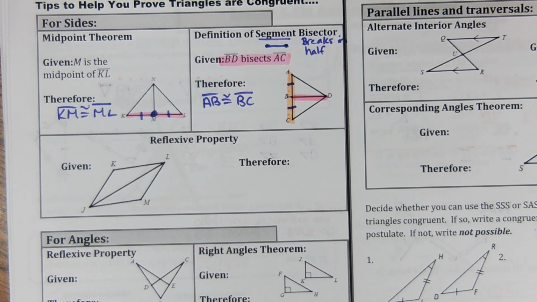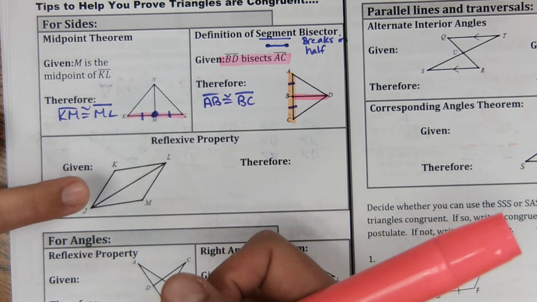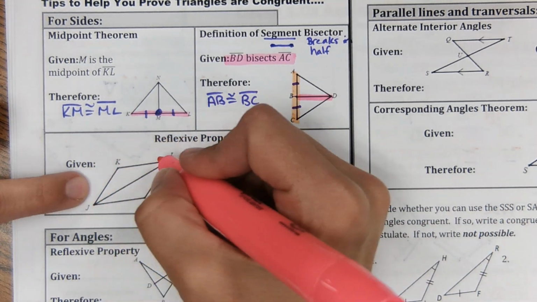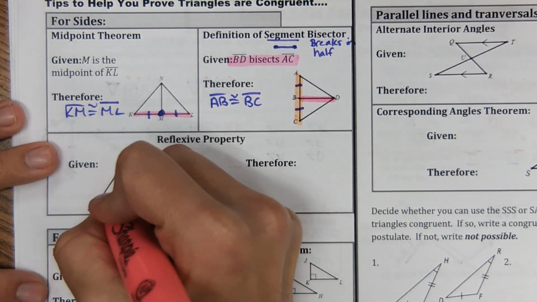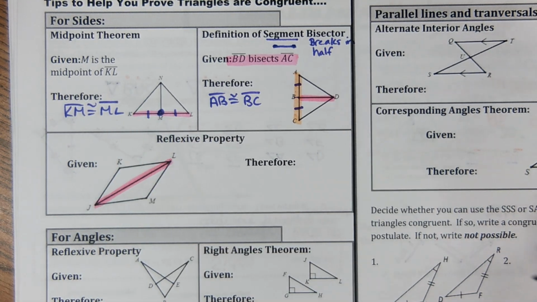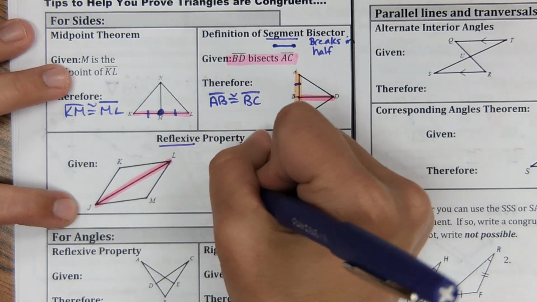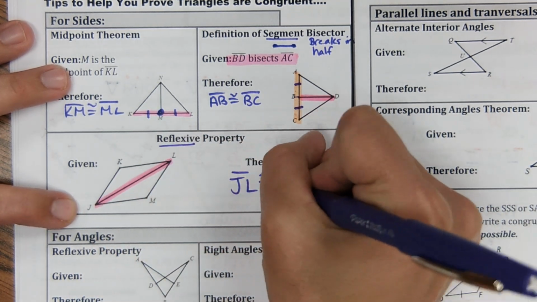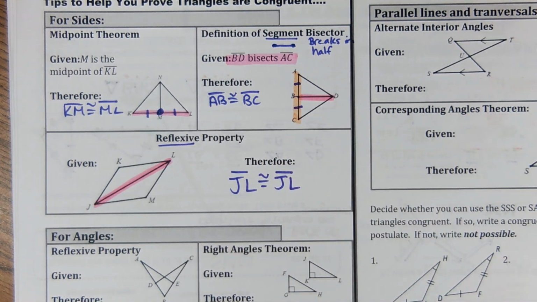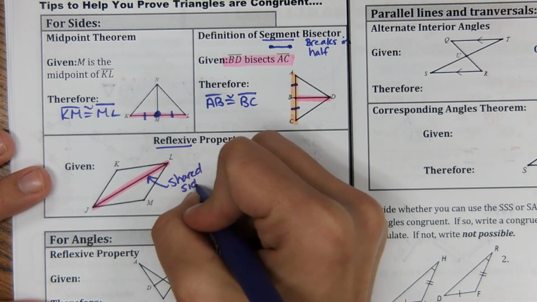Okay, the next one says reflexive property. Here I see two triangles. I don't know if you see it, so pointing it out, I'm looking at this as two triangles, and the two triangles have this shared side in common. When we're proving triangles congruent, we have to prove that this is equal to itself, and that is reflexive property. So we can say that JL is congruent to JL, because it's literally the same line, but we call that reflexive property. So the shared side here, shared side for the two triangles.